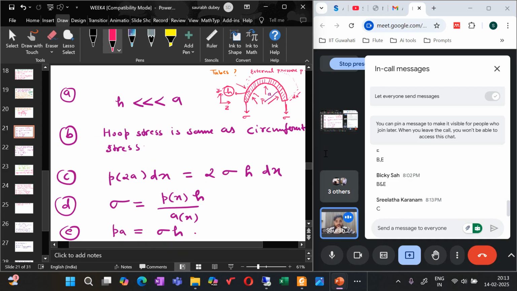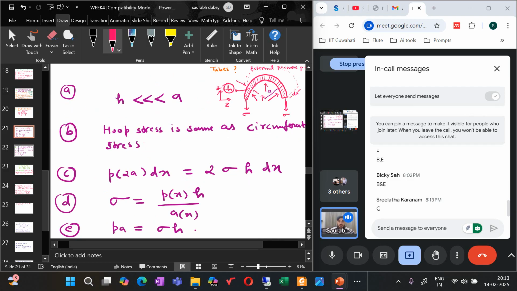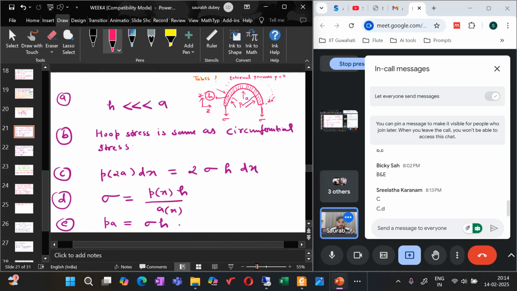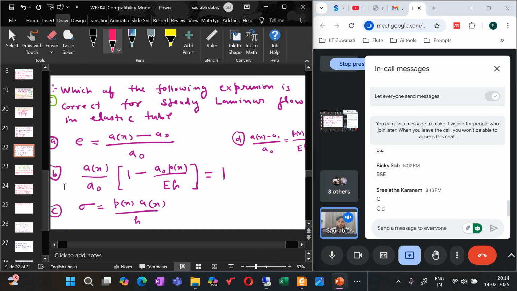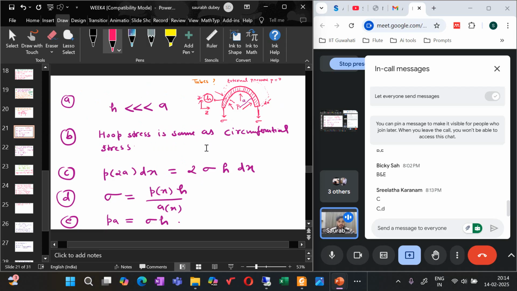You are just looking at one option, because in the exams also, if you are solving a question where multiple options are correct, you have to be more cautious while solving, because maybe you choose one correct option but you leave out many other correct options, right? So you are saying C and D, right? C is this. So which of the following is true? Sigma, this hoop stress, equals p_x h by a_x, right?